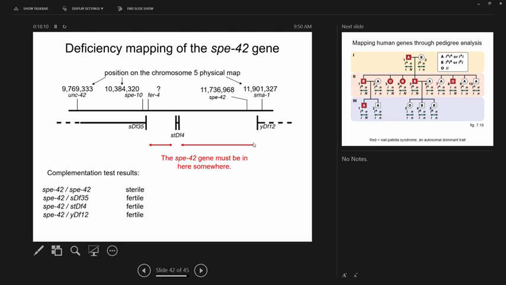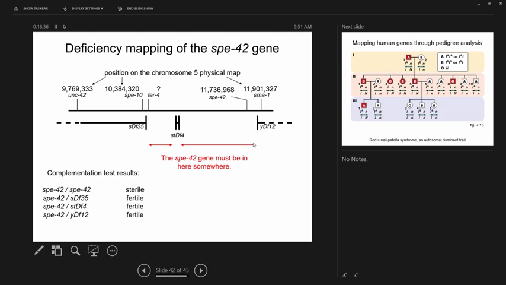Now I know it's in one of those two areas, and I went on and did more genetic mapping after that, but this made it easy. Just with those crosses, I can cut off big areas. Now if I had had a deficiency that, say, covered this whole area, and that was fertile as well, I'd be like, all right, because that means I know that my gene is just in this tiny area here, right?